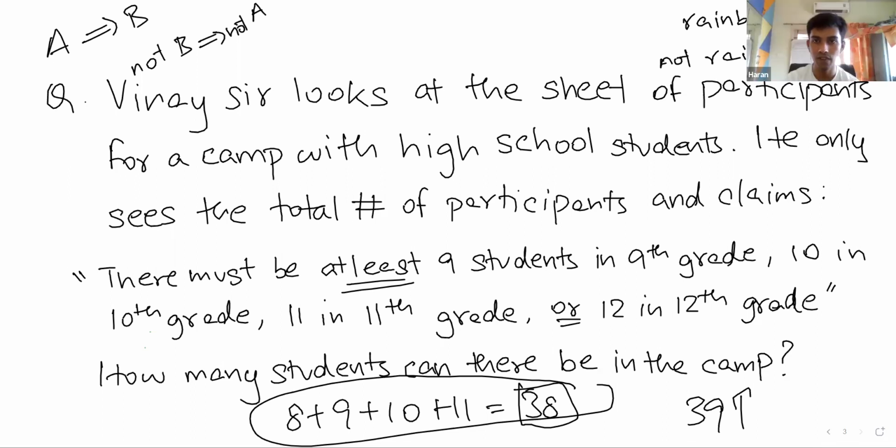So, is everyone comfortable with the ideas used in the problem? Yes, sir. Sir, I still did not understand the connection between the grade of the student and the number of students. How did he actually predict the minimum number of students in each grade if he is not aware of the grade of the students?